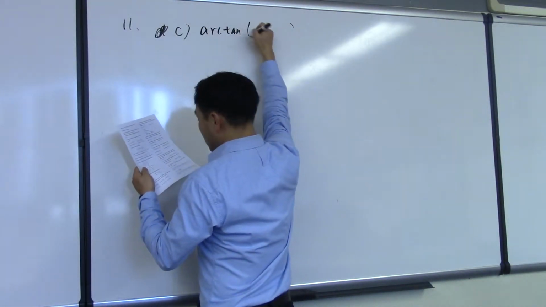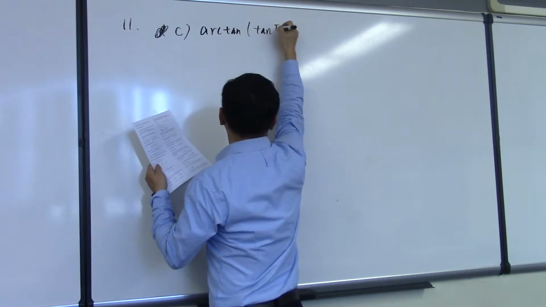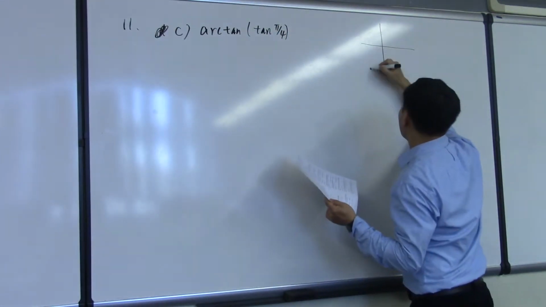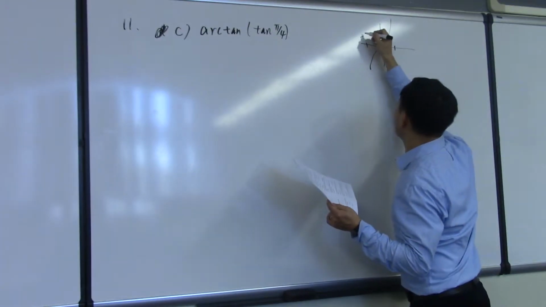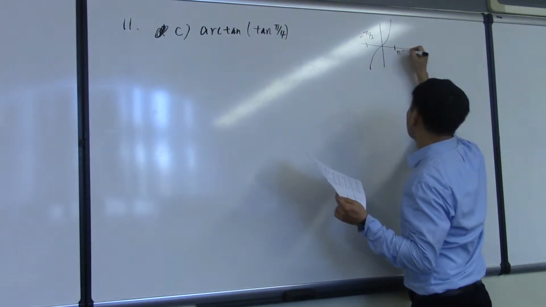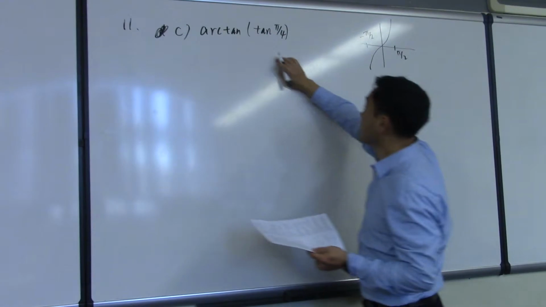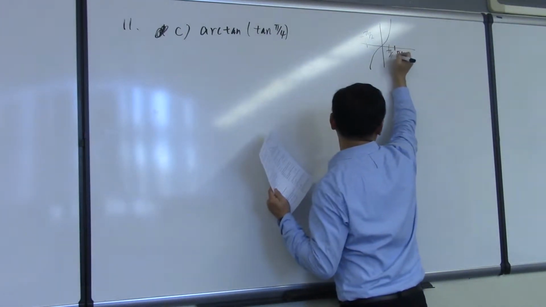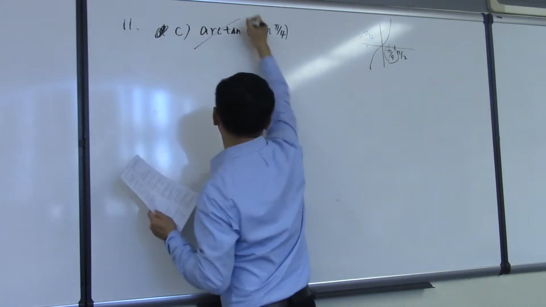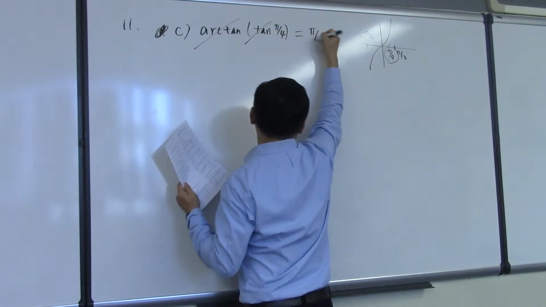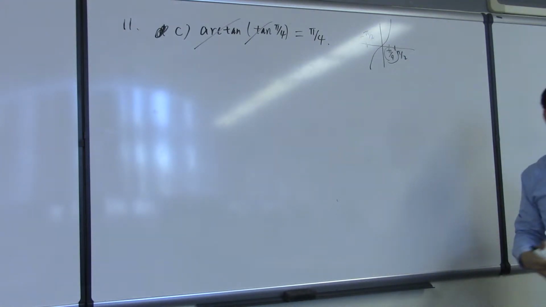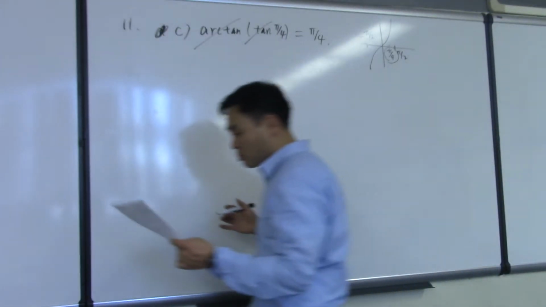So C: arctan of tangent pi over 4. Because tangent graphs are 1 to 1 from negative pi over 2 to pi over 2, that's the restricted domain. So inside this restricted domain, you have pi over 4 here. Therefore, in that case, they're just inverses of each other. So if you're inside the restricted domain, you can just simply cancel. There's no problem with it.